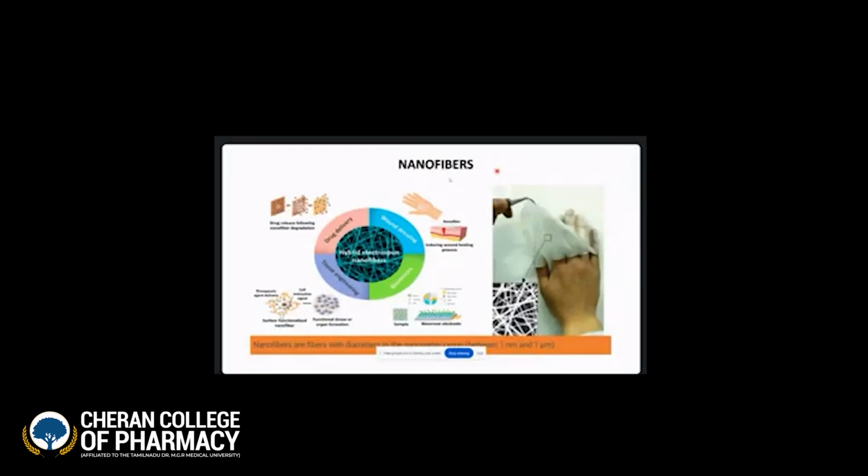So these 4 stages occur in a normal wound. But what is the difference between a diabetic wound and a normal wound? When you see a normal wound, we can see the epidermal growth.